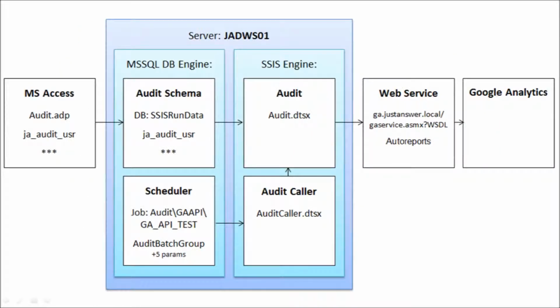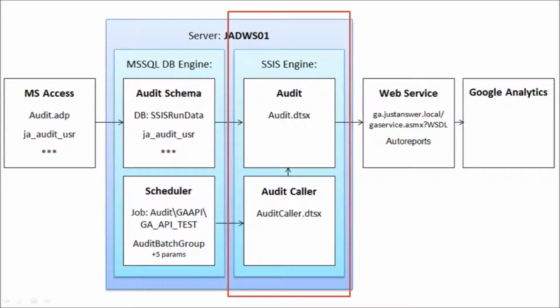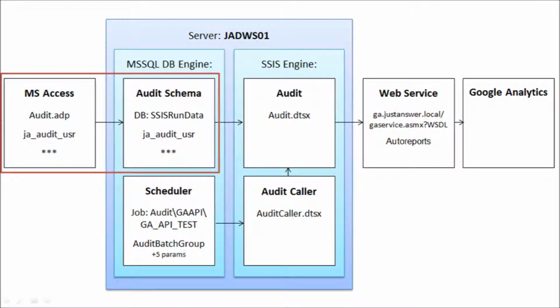To complete the project, the following components had to be created or modified. A web service to get data from Google Analytics using the Google API. The SSIS audit engine was modified to support calls to our newly created web service. A couple of audits were prepared and added to our audit database, and a scheduled job was created to run the audits.